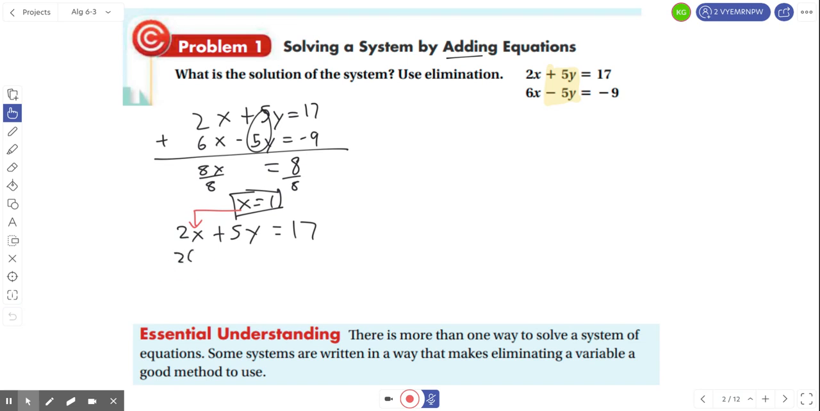So x is 1, so that means I'm going to substitute 1 for x, plus 5y equals 17. So 2 times 1 is 2, so I'll take away 2, 5y equals 15. So y equals 3. Divide by 5 on both sides. Okay. So I think the answer is the point (1, 3). In other words, I think these two lines cross at the point (1, 3).